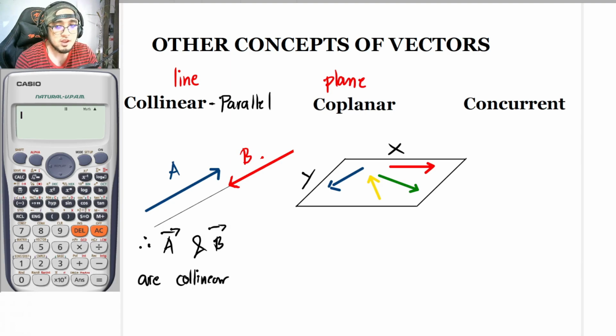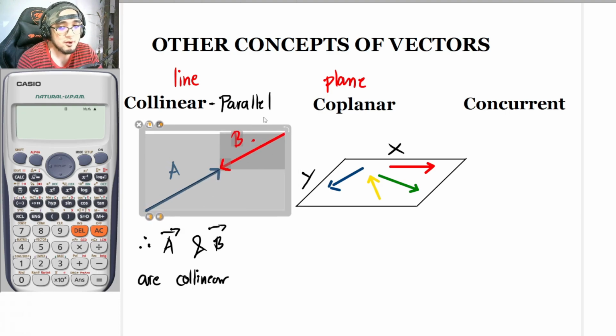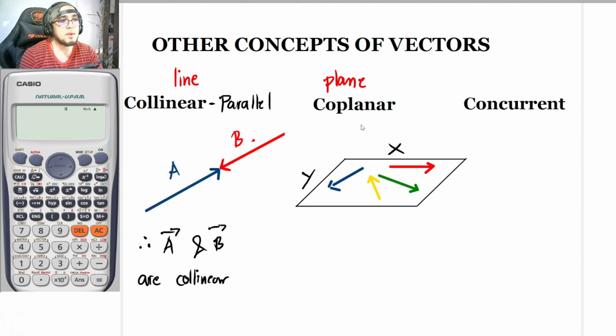But for you not to get confused, if we follow the strict definition, when we say collinear, they share the same line. But in terms of physics, they actually consider parallel lines as collinear lines, even though they do not have collinear points. So think about it carefully, as it may be confusing. Anyway, that is for collinear and coplanar vectors.